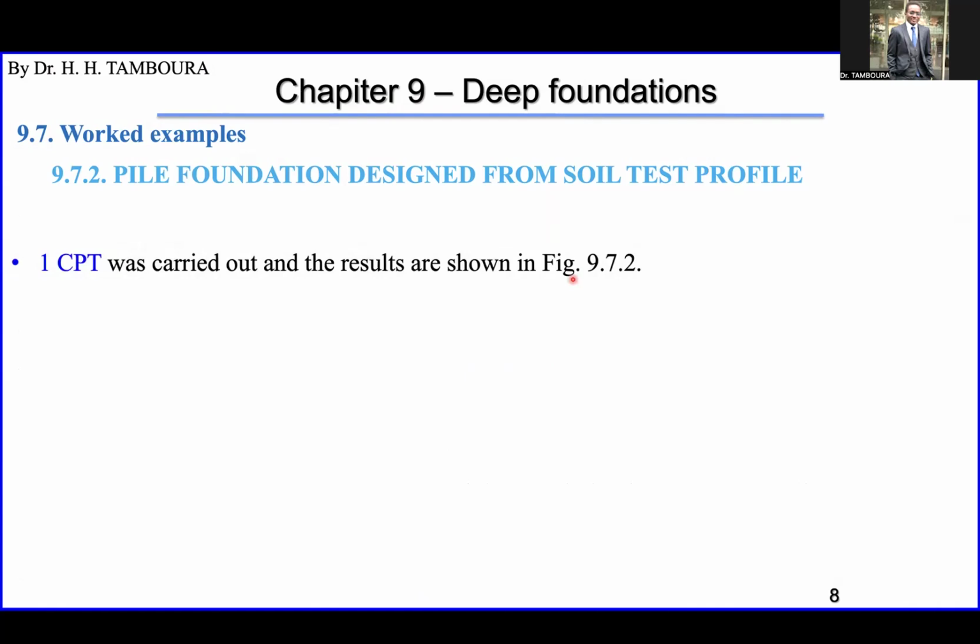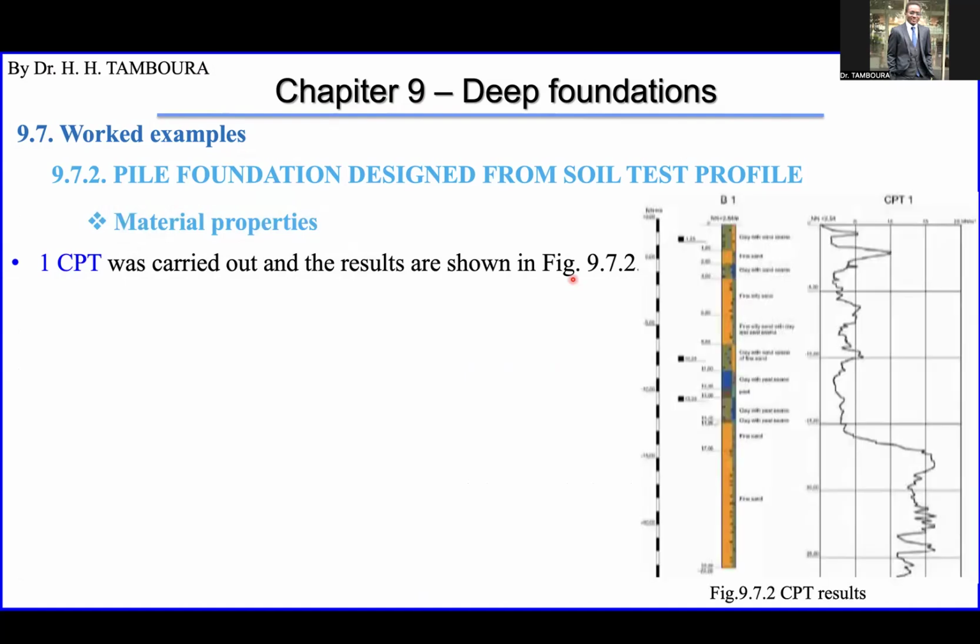First, the CPT means material property. We have only one CPT. It's not really clear, I'm sorry about that, but we will try as much as possible to describe this data.